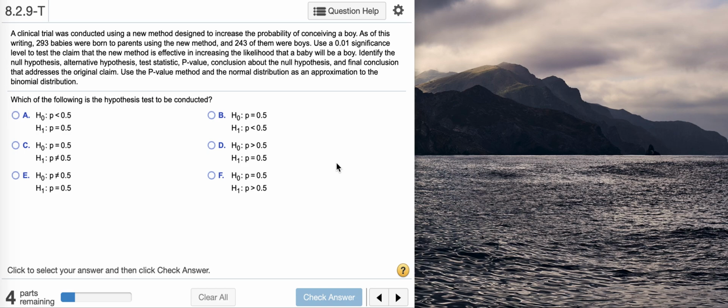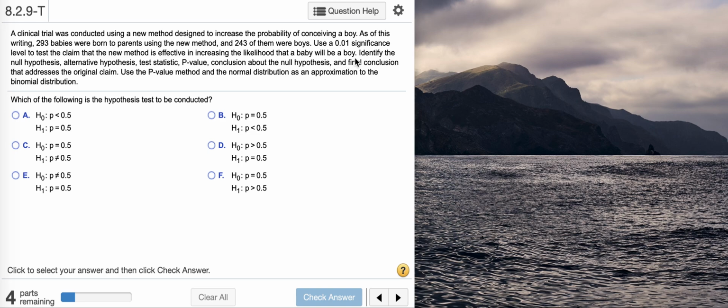21 in our review of confidence intervals and hypothesis test. A clinical trial was conducted using a new method designed to increase the probability of conceiving a boy. As of this writing, 293 babies were born to parents using this new method, and 243 of them were boys. Use a significance level of 0.01 to test the claim that the new method is effective in increasing the likelihood that a baby will be a boy.